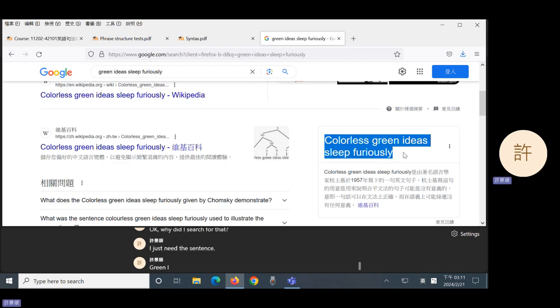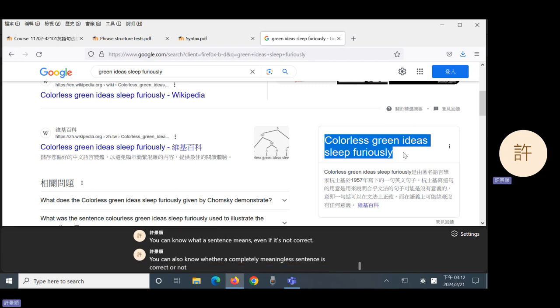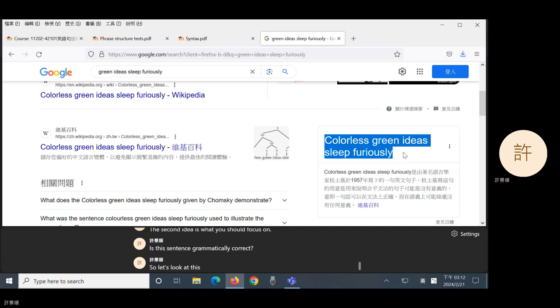"Green ideas sleep furiously." What does this mean? I don't know, but the second question is, is this a grammatically correct sentence? These are two different ideas. You can know what a sentence means even if it's not correct. You can also know whether a completely meaningless sentence is correct or not. The second idea is what you should focus on. Is this sentence grammatically correct? So let's look at this. A complete English sentence usually has a subject and a verb. Does this sentence have a subject?